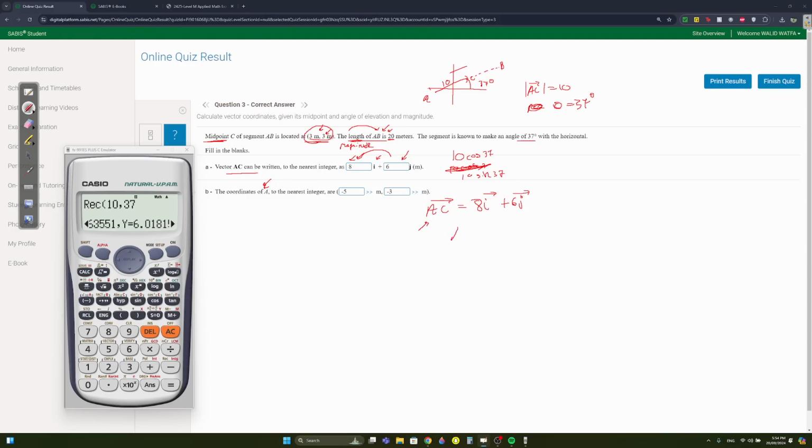Can we find A? Yes, we know that AC is x of C minus x of A, and y of C minus y of A, right? X of C is 3, and y of C is also 3, so 3, 3, minus x of A, which we don't know, we're trying to find it, and then y of A, we're also trying to find it. This is equal to 8 and 6. So 3 minus x of A equals 8, you get x of A is equal to minus 5. Y of A is equal to minus 3. So minus 5, minus 3.